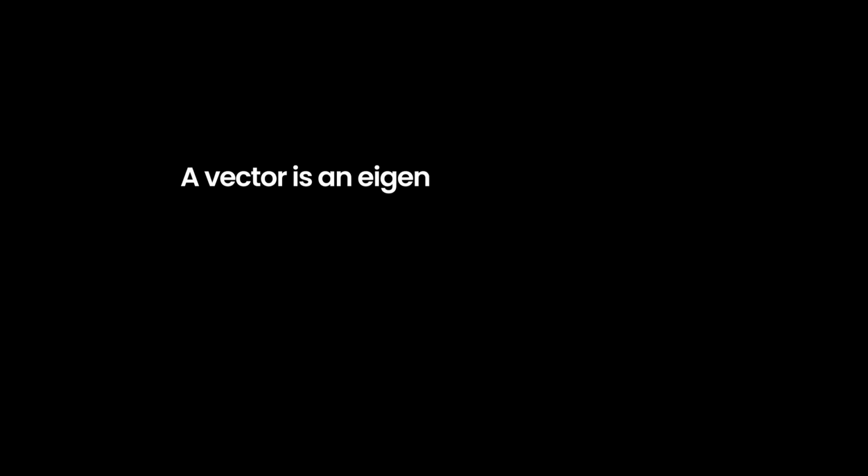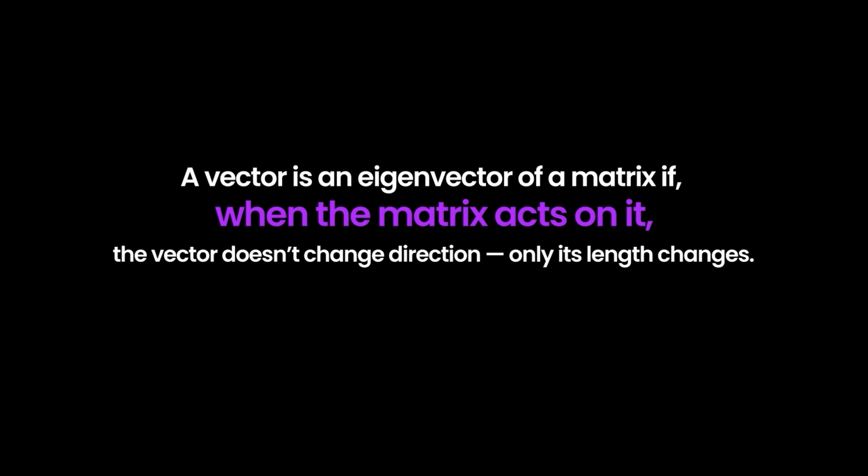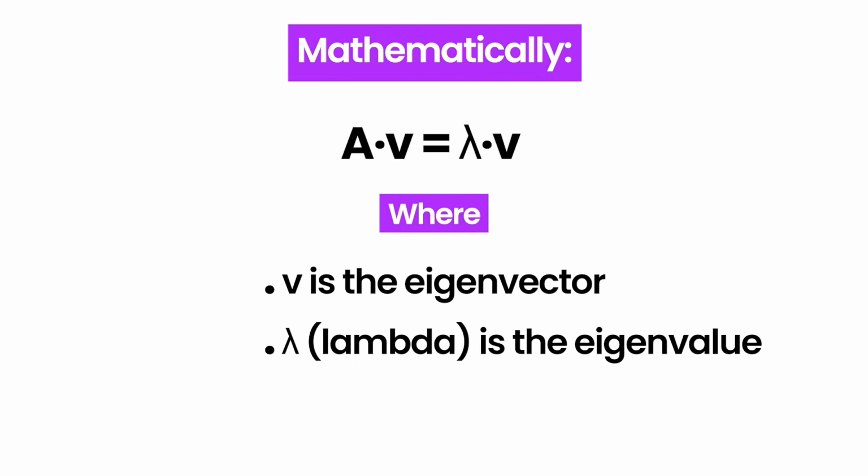Now the mysterious duo, eigenvectors and eigenvalues. A vector is an eigenvector of a matrix if, when the matrix acts on it, the vector doesn't change direction, only its length changes. Mathematically, A times v equals lambda times v, where v is the eigenvector and lambda is the eigenvalue.